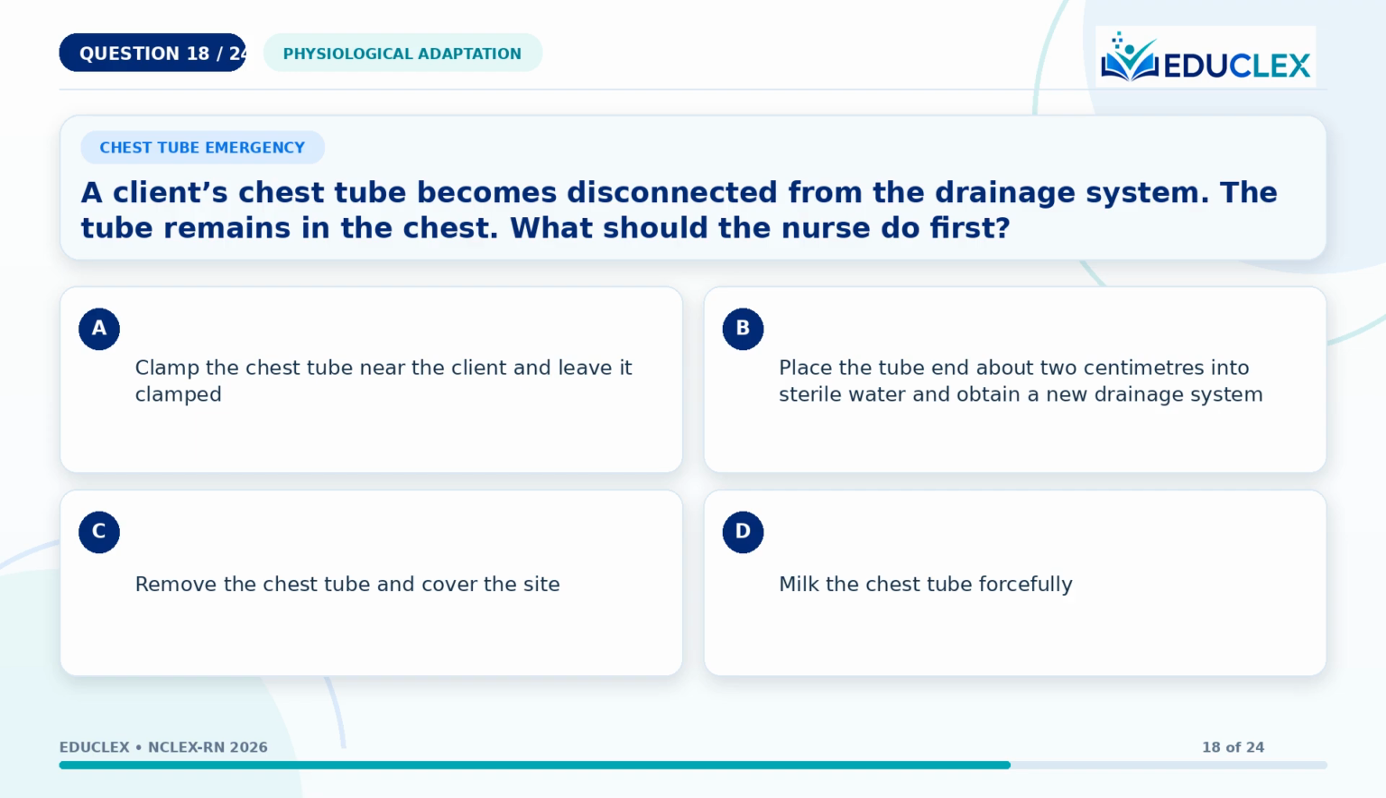Question 18. A client's chest tube becomes disconnected from the drainage system. The tube remains in the chest. What should the nurse do first? Option A, clamp the chest tube near the client and leave it clamped. Option B, place the tube end about 2 cm into sterile water and obtain a new drainage system. Option C, remove the chest tube and cover the side. Option D, milk the chest tube forcefully.